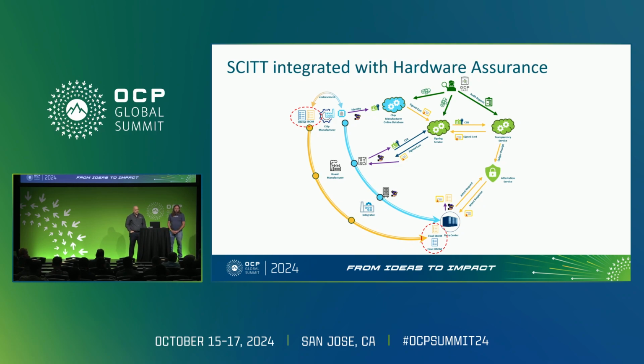TCG is working on defining a platform certificate concept, which also includes some of these stages of supply chain. How does the TCG platform certificate relate to the HBOM concept? Because they seem like they're maybe doing two things solving the same problem, or are they different? Just want your take on that.